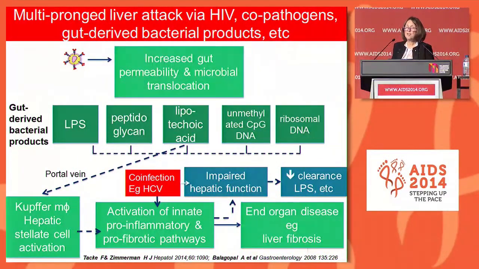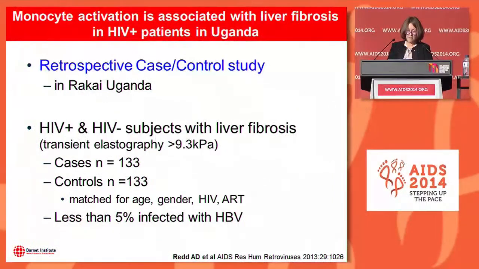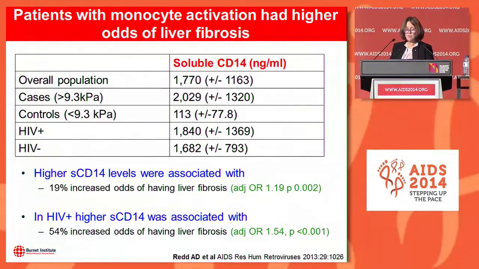This, of course, is then further complicated when you have co-infection with hepatotoxic viruses such as hepatitis C, which can worsen the results. Recently, a study that was performed in Uganda showed that monocyte activation is associated with liver fibrosis in infected patients in Uganda. HIV-infected and uninfected subjects with liver fibrosis were studied. Fewer than 5% of patients were co-infected with hepatitis B, and I think none were co-infected with hepatitis C. What they found overall was that monocyte activation was a good marker of liver fibrosis.